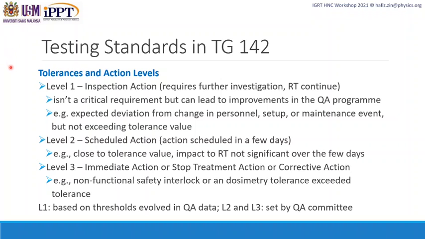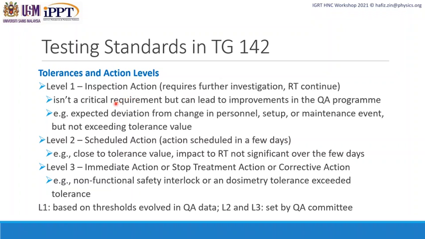Another important aspect in QA is the tolerances and action levels. So once we perform the QA, we'll get the magnitude of the uncertainty, and with that value, we will determine the next action plan. So for example, level 1 is the inspection action level, meaning that if the magnitude is within level 1 tolerance, it requires further investigation, but the radiotherapy treatment continues.